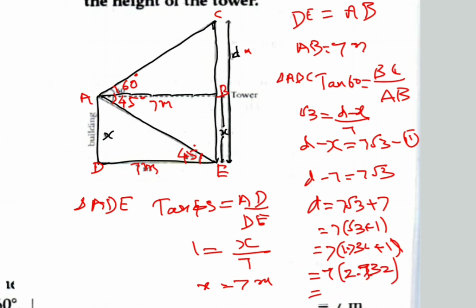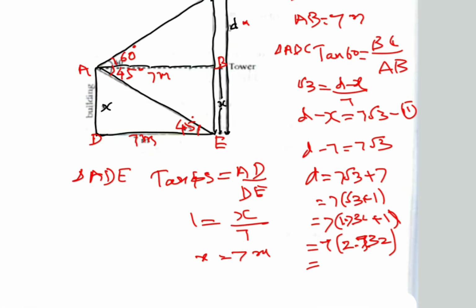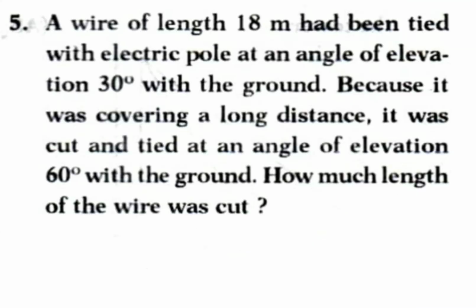That is equal to 7 into 2.732. 7 2s are 14, 7 3s are 21, plus 1 is 22, and 7 7s are 49, plus 2 is 51, plus 5, and 7 2s are 14, plus 5 is 19. So 19.124 meters. The height of the tower is 19.124 meters.